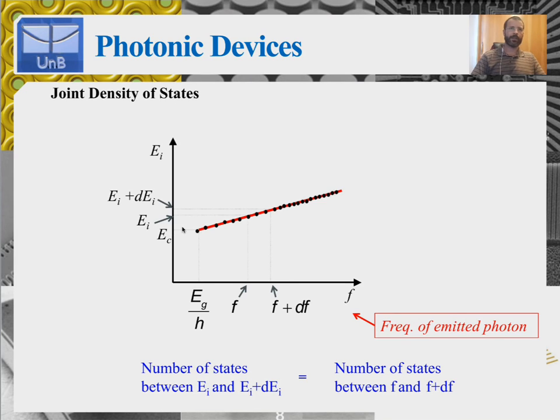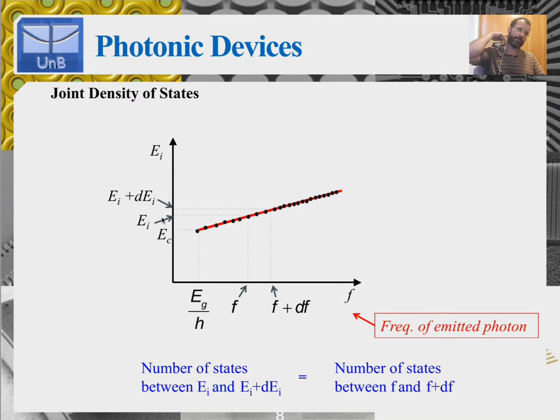So we have Ec corresponding to Eg over h. This would be for the conduction band, right at the band edge. For energies lower than this, you would be inside the band gap. It would correspond to frequencies corresponding to energies smaller than the band gap. So there could not be emission with frequencies lower than this point right here.